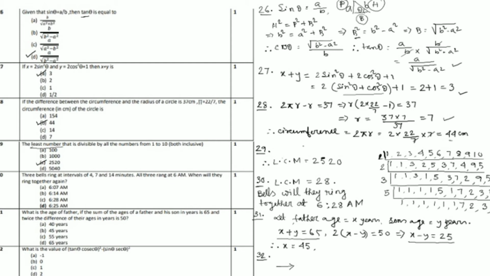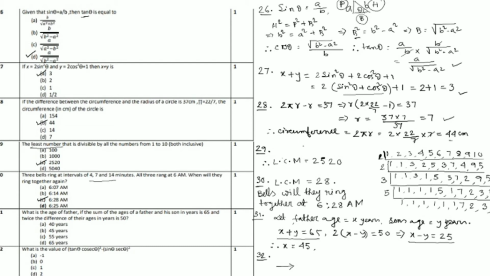Now we will solve problem number 30, and the problem is 3 bells ring at intervals 4, 7 and 14 minutes. All 3 rang at 6 am. When will they ring together again? LCM of these 3 numbers is equal to 28. It is a very easy problem. So the bells will ring together after 28 minutes. Now it is 6 am, then they will ring together once again at 6 plus 28, means 6:28 am. Okay. So which option will be right? It will be C.